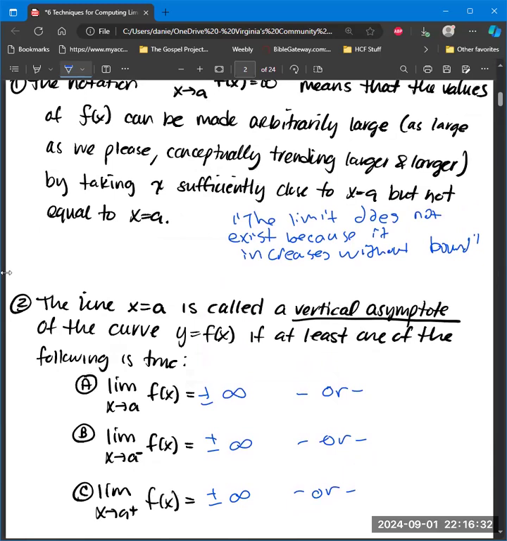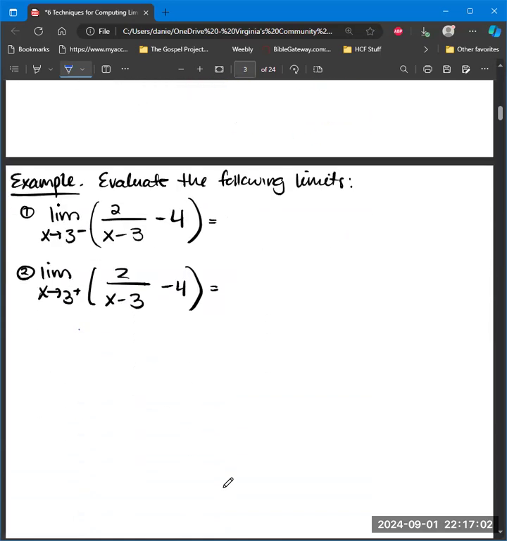It's okay for us probably in this class to say the limit of f of x as x approaches a is infinity. We'll understand that that means the same thing as this thing here. All right, let's go ahead and take a look here.